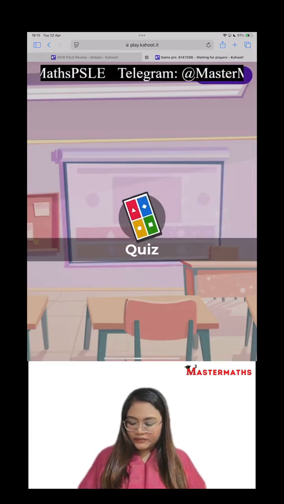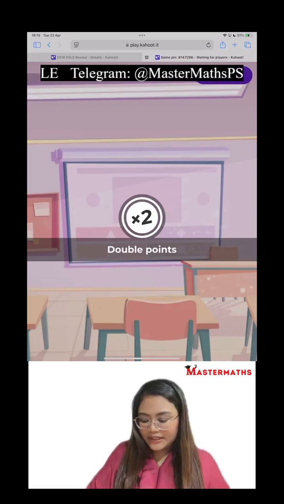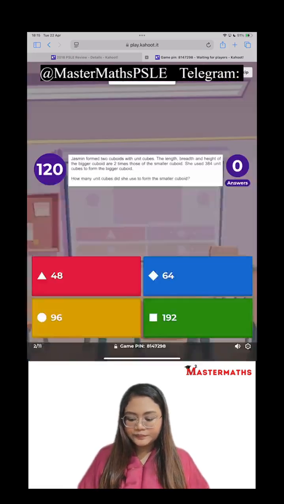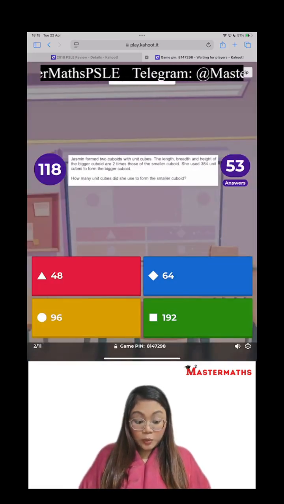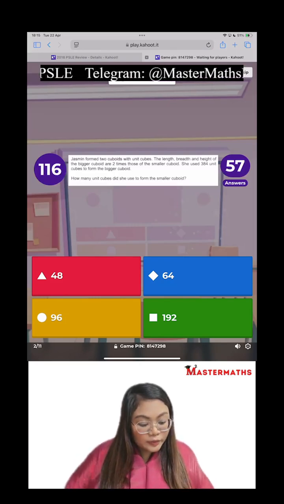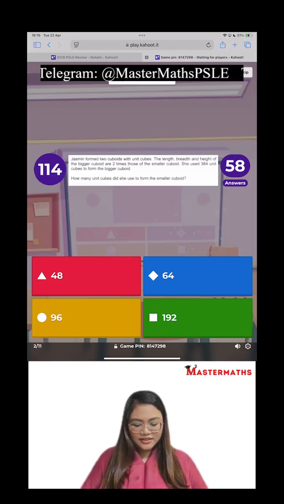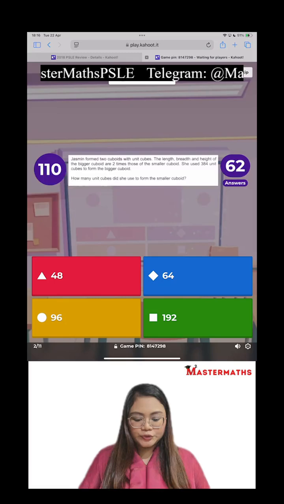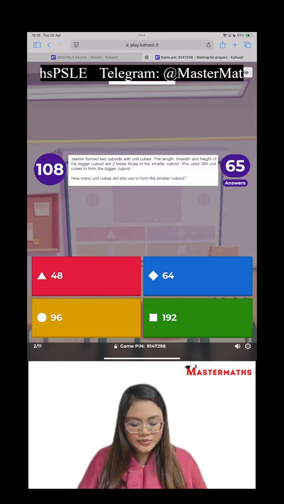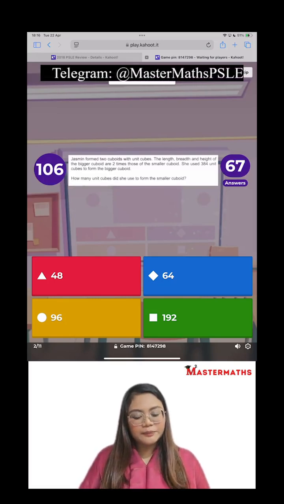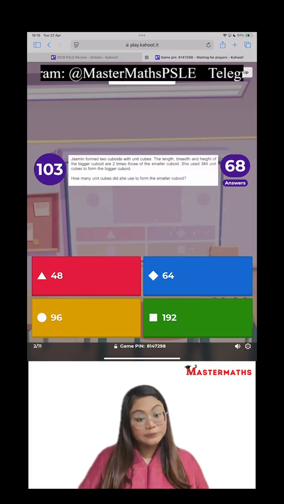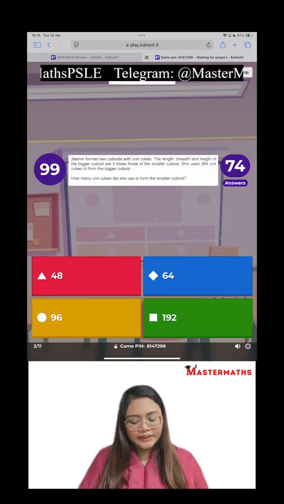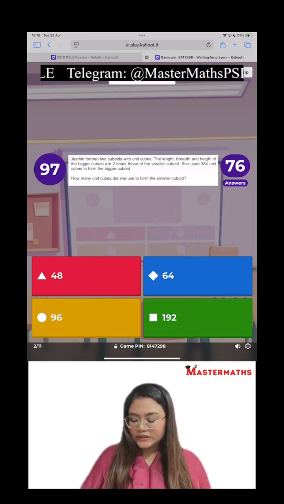Question 2. All right. A lot of people are very excited. Question number 2. Let's take a look. Oh, wow. Some of you don't even need to read the question. Crazy. So you got 2 cuboids with unit cubes. Length, breadth, and height of the bigger one are 2 times those of the smaller one. You use 384 for the bigger one. Then how many would that be for the smaller one?